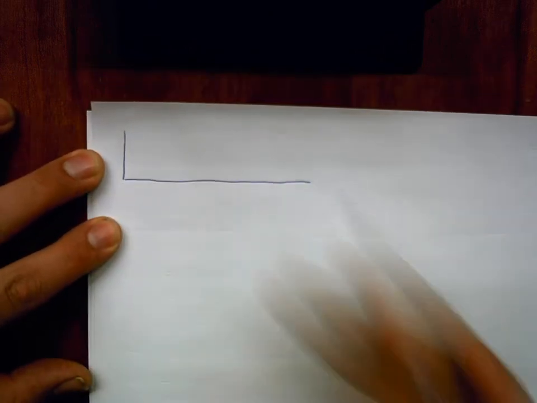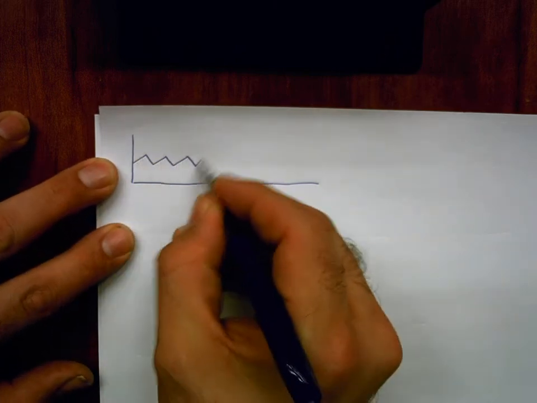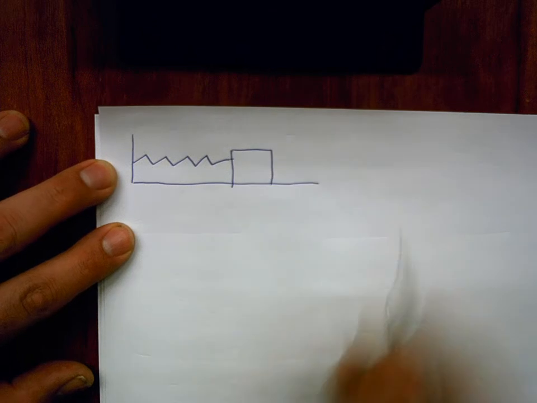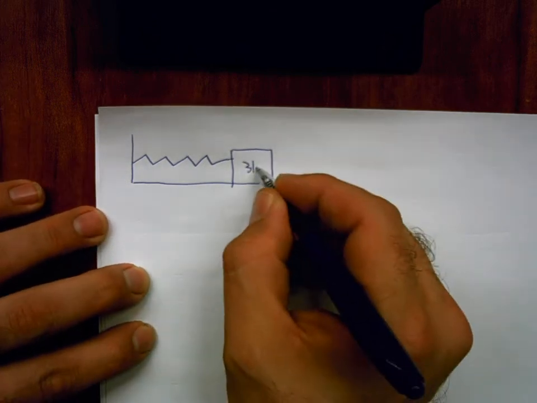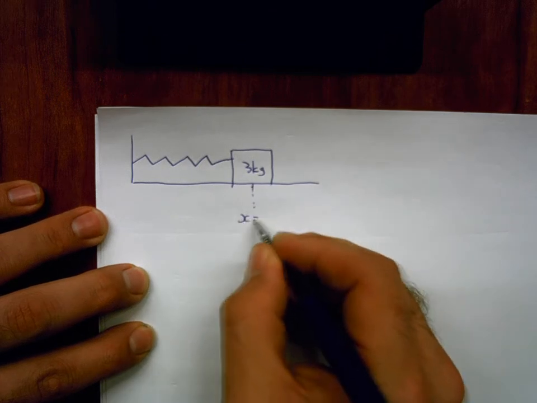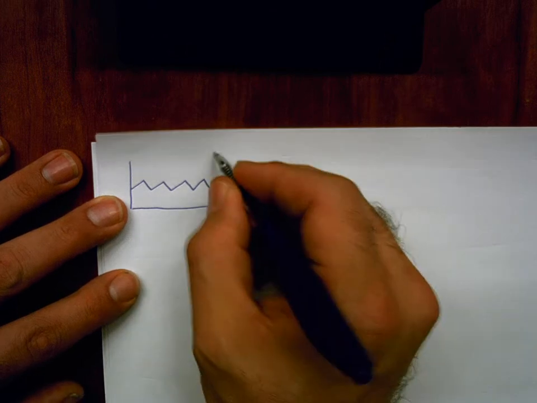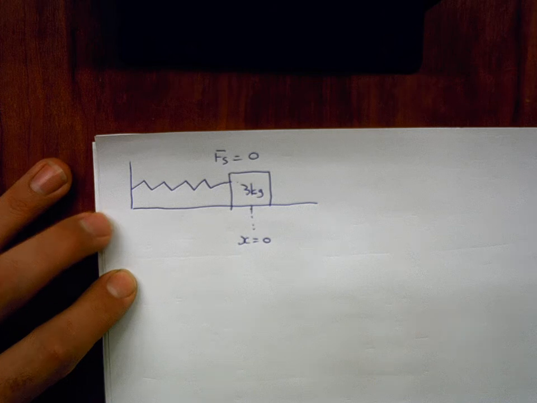So we've got a horizontal wall, we've got a frictionless surface, we've got a spring, and we've got a mass. Now this mass is given as being 3 kilograms. Over here it is at position x equals 0, and the force from the spring on the mass is also equal to 0.